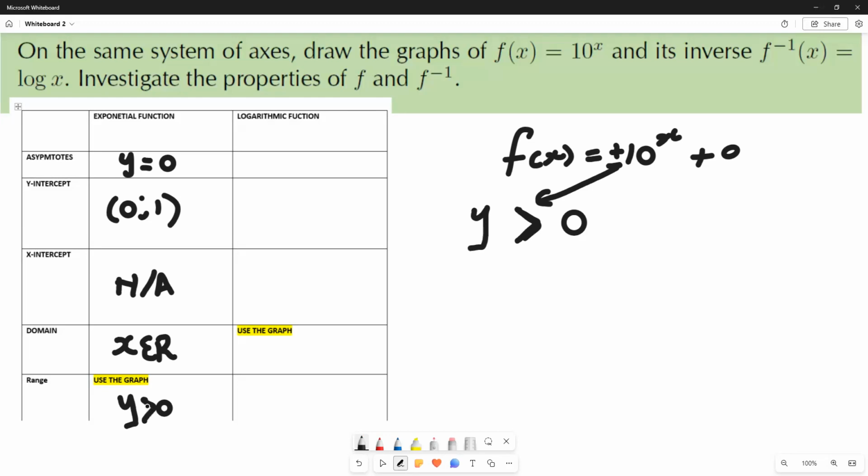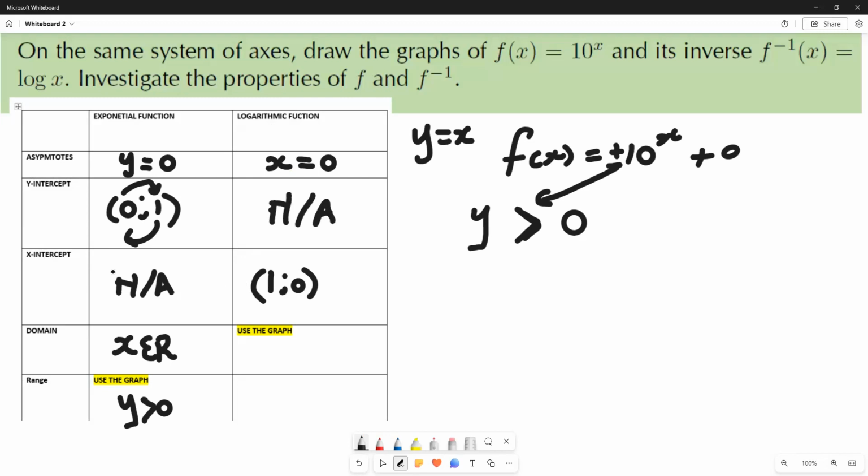Perfect. And now remember, the log function is the inverse of what? Of the exponential. So we know that x will now become y and y will become x. Do you agree that the asymptote for this side will just be x equals 0? And then you're going to switch these points because x becomes y, y becomes x. So now your y-intercept becomes your x-intercept here. Do you see it? If the x-intercept is not applicable here, it means the y-intercept will not be applicable here, because the x-intercept now becomes the y-intercept there.